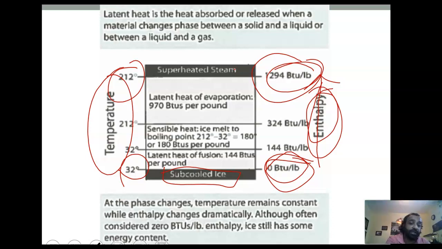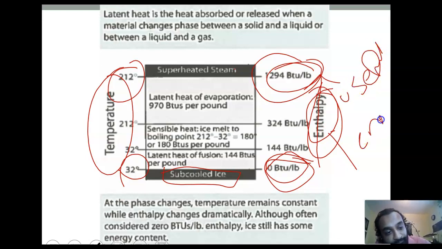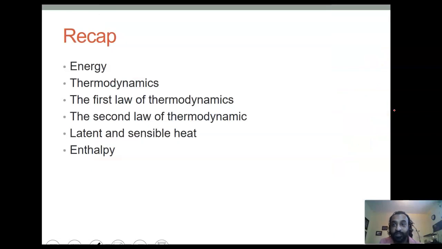So enthalpy is another name for energy, but for us it's called the useful energy. Useful energy. Okay, writing on the board is not really useful. I learned that. Okay, let's go.